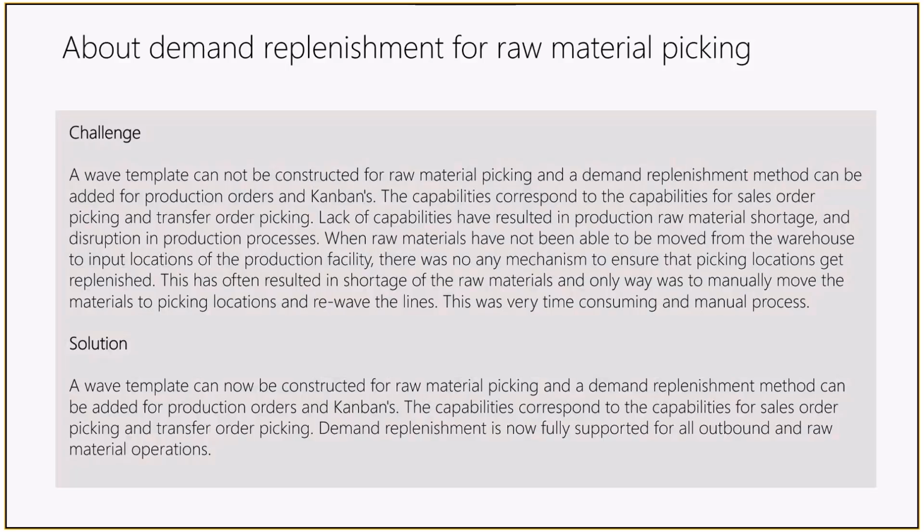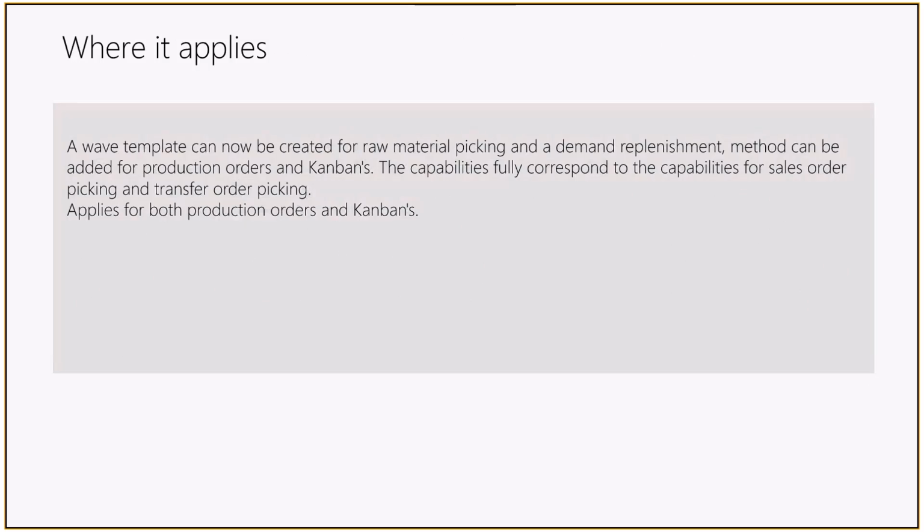picking for manufacturing, and with the other improvements that we have done in the areas of manufacturing integration into the warehouse, it's becoming a more and more complete solution. So where it applies, a wave template can now be created, as it says here, basically for raw material picking and demand replenishment.